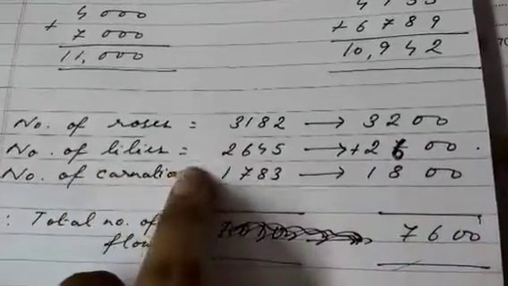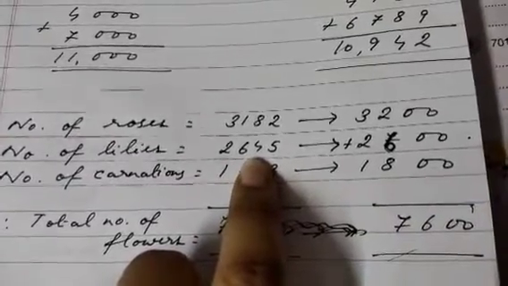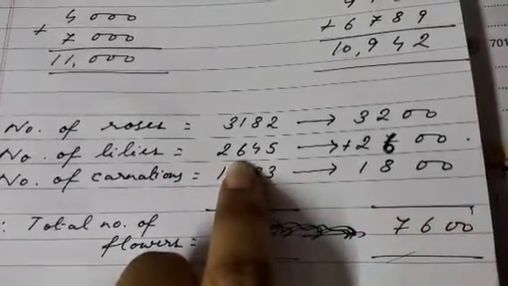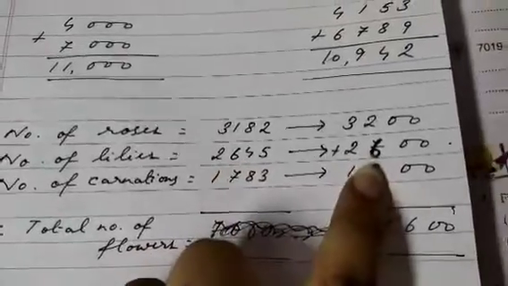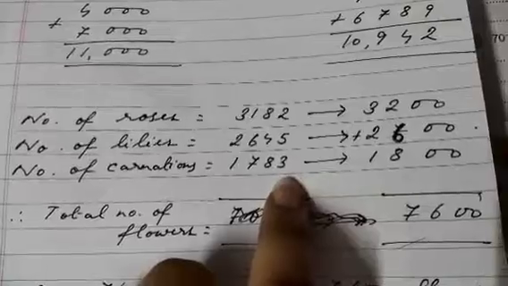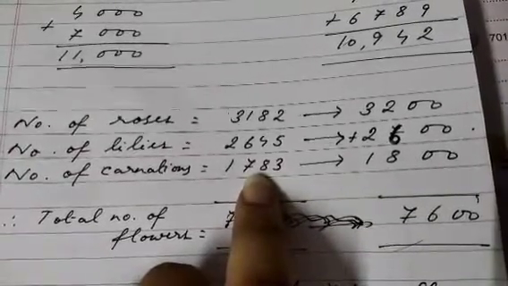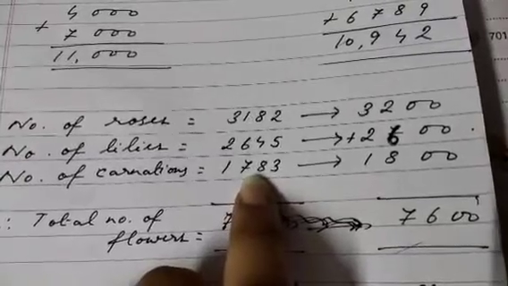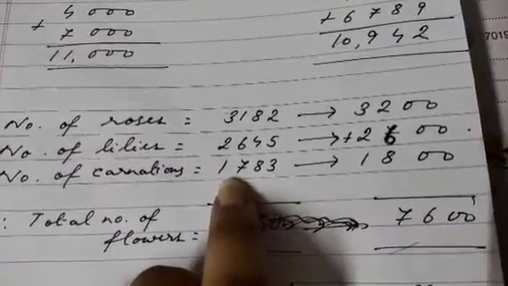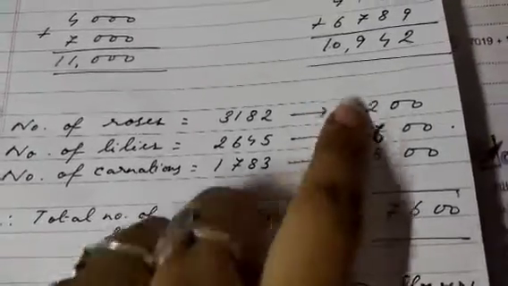Next, number of lilies 2645. 4 is there. 4 is a weak number. So 6 will remain as it is. 2600. Next, number of carnations 1783. 8 is there in the tens place. That means it's a strong number. So 7 will become 8. So 1800. Then you have to just add.